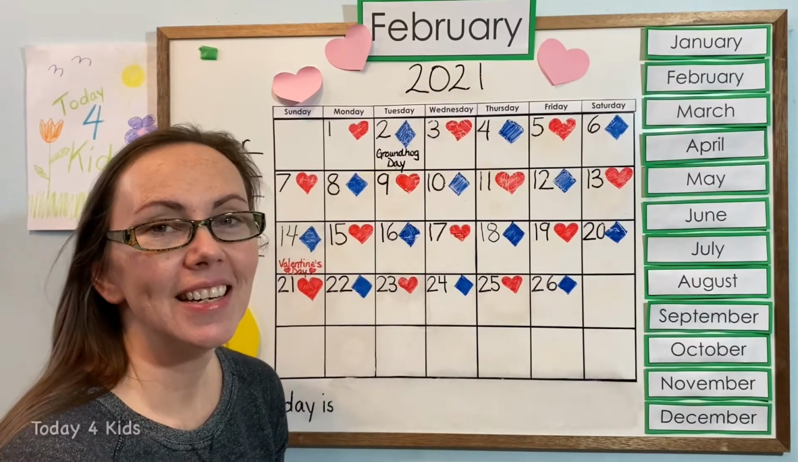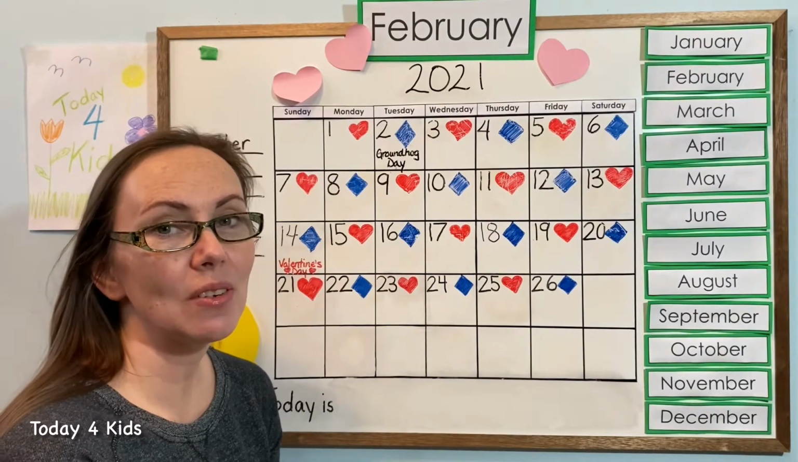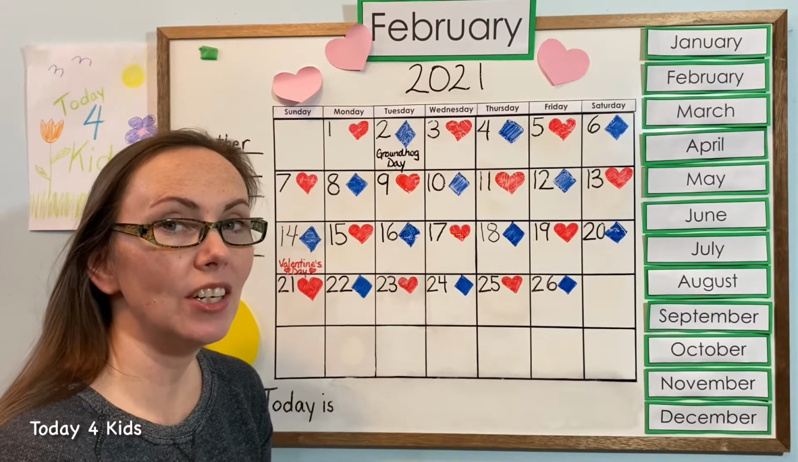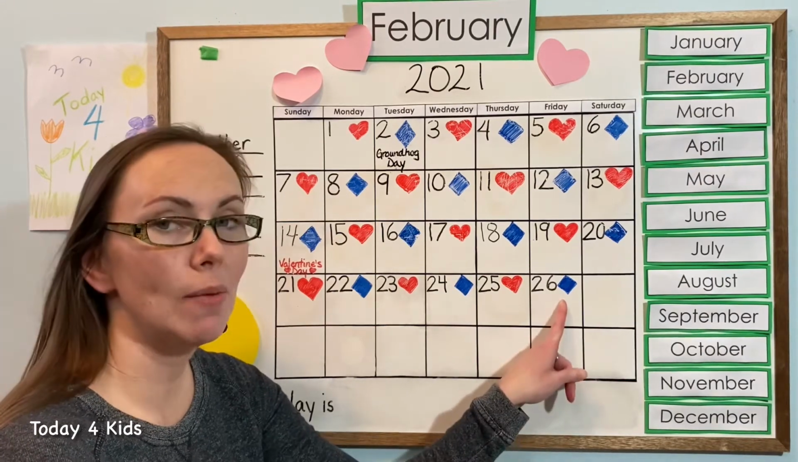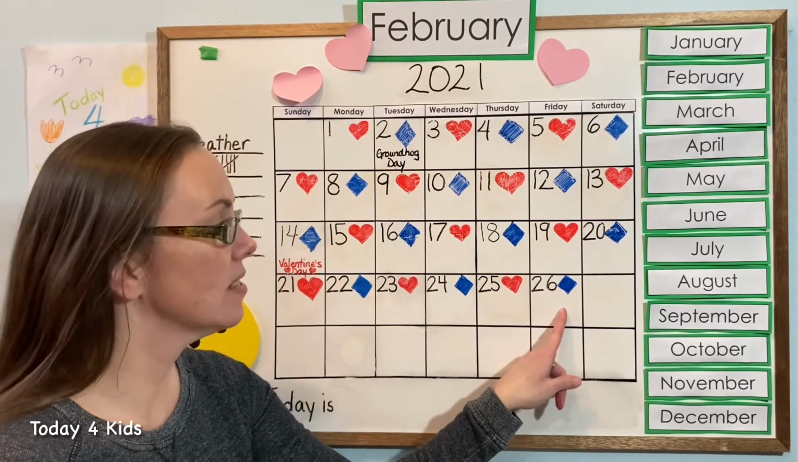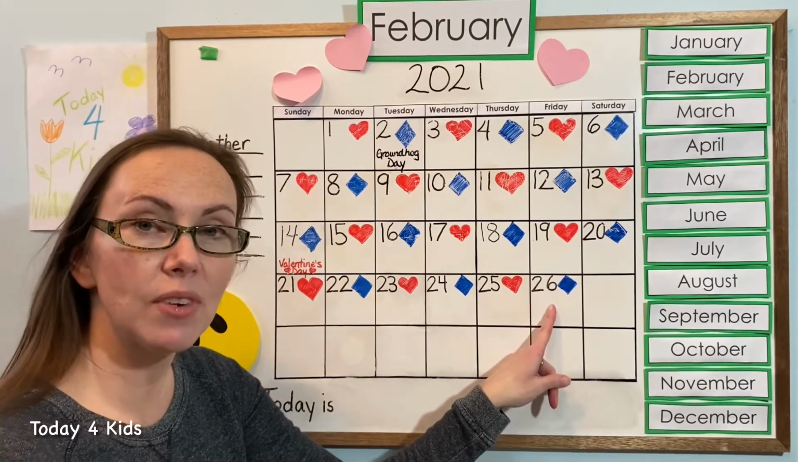Hello friends! Do you know what day it is today? Let's figure it out together. Can you tell me which shape was the last shape we drew in our pattern? Did you guess blue rhombus? That was the last shape we drew in our pattern, and that tells us what yesterday was. And once we know what yesterday was, then we can figure out what today is.